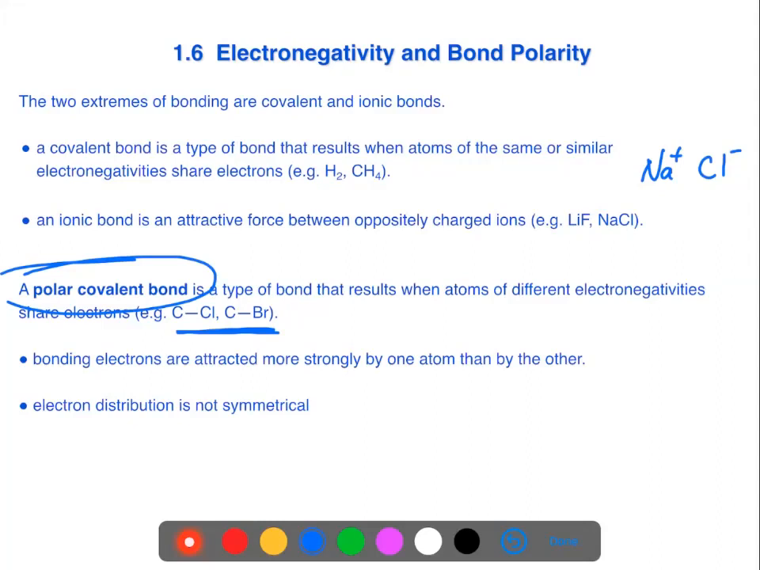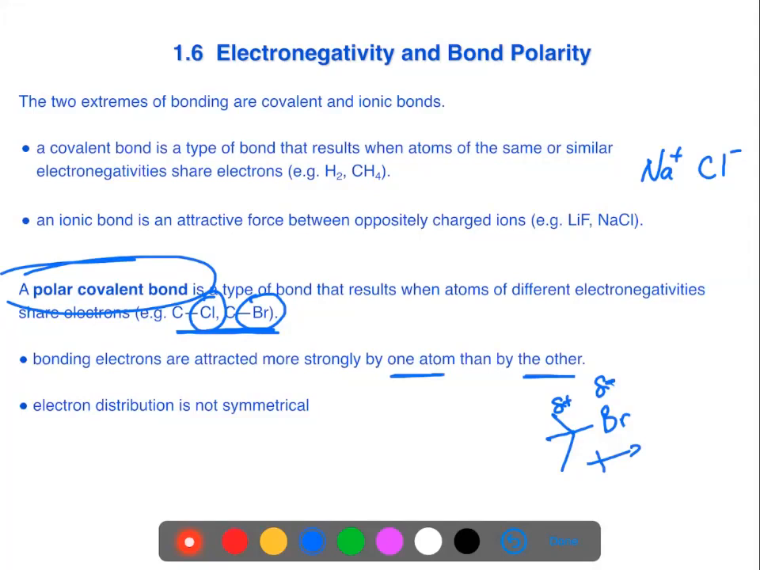Now, bonding electrons are attracted more strongly by one atom than by the other. And so again, because bromine and chlorine are more electronegative than carbon, we will often show those types of structures. So if we look at a typical alkyl bromide, we think of the electron density spending more of its time around the bromine atom. And as a result, we think of this polar covalent bond as having a dipole associated with it. We have bond polarity. We have polarization due to the differences in electronegativity between the bonding elements or atoms.